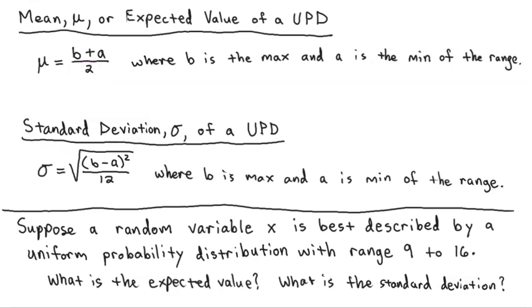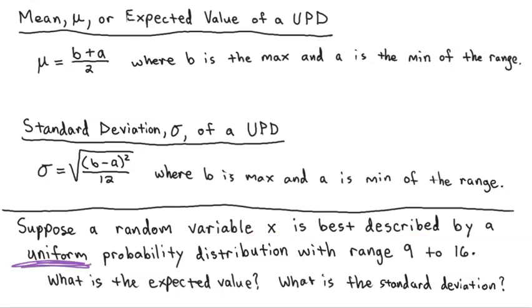The standard deviation is you take the larger value b, subtract the smaller value a. Now note, this is just the range. So you're taking the range of the distribution and you're going to square it, and then you're going to divide by 12, and then you're going to take the square root of that number, and that's going to give you the standard deviation, okay?